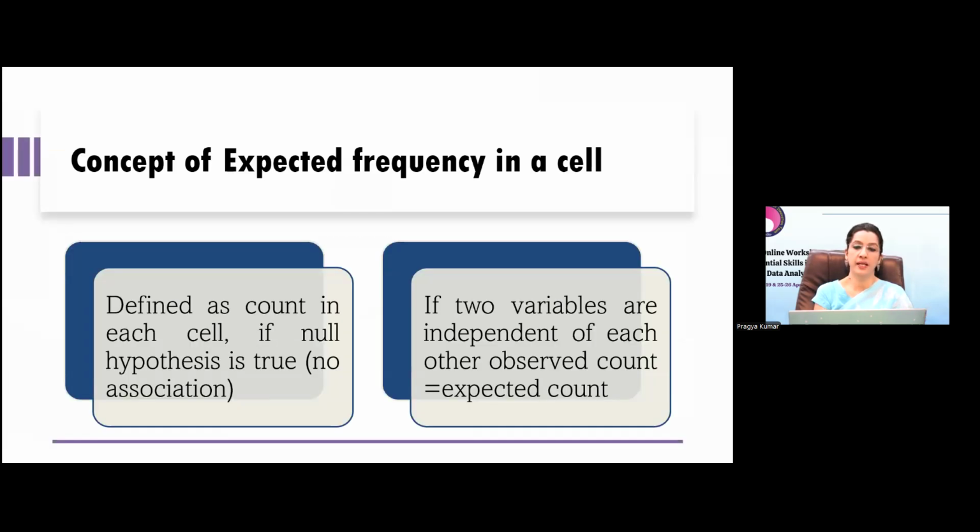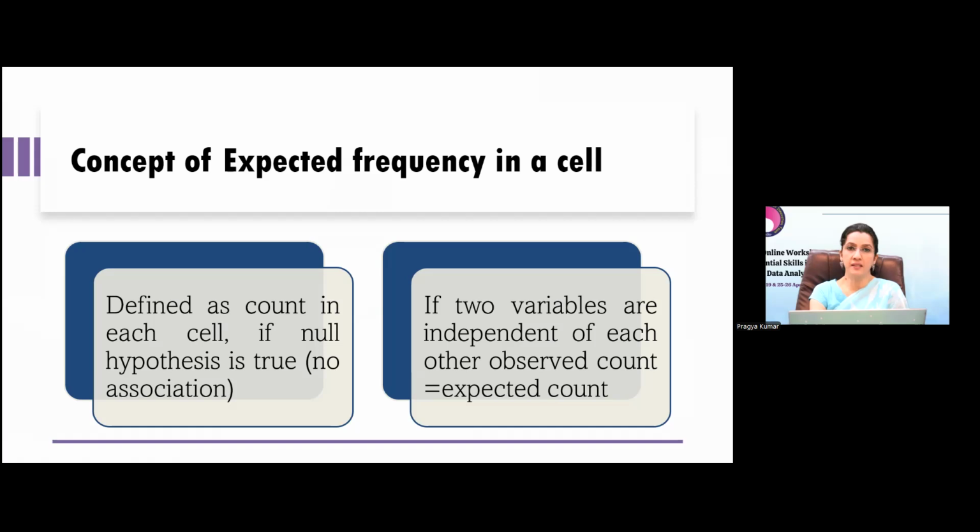So again, repeating the same thing, the concept of expected frequency in a cell. Expected frequency is defined as the count in each cell if the null hypothesis is true. That means there is no association, that means both variables are independent of each other. And that is our expected count. Now there is something known as the effect size.